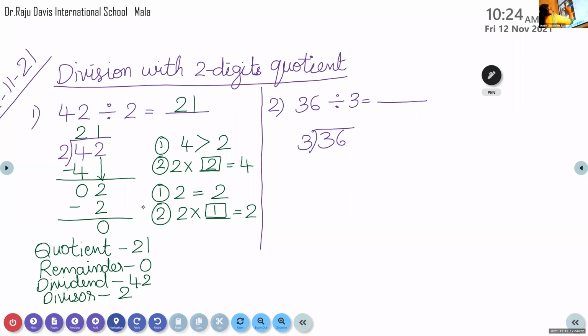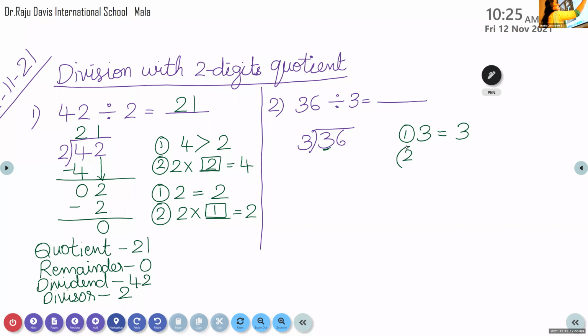Half of the problem Dev will do and half of the problem Harish. Dev, Devatmak, unmute. Yes, ma'am. What is to be done first here? First, the first digit of the dividend and the divisor is to be compared. 3 and 3 is? Equal. So you have to solve there. This is the first step.